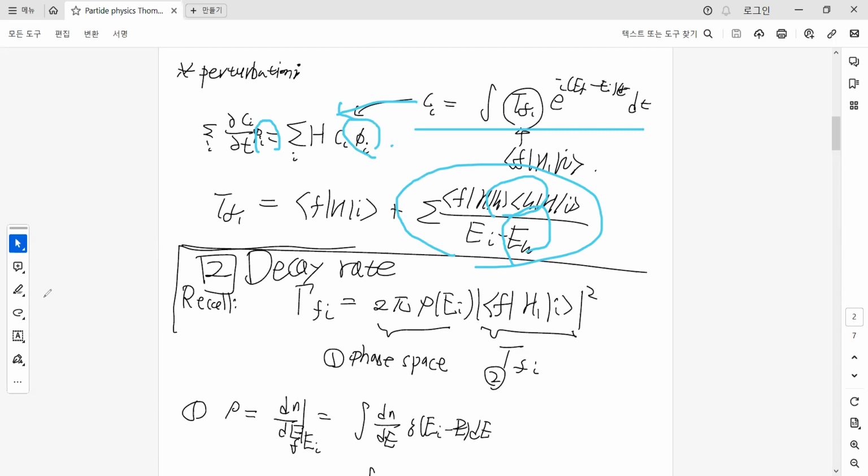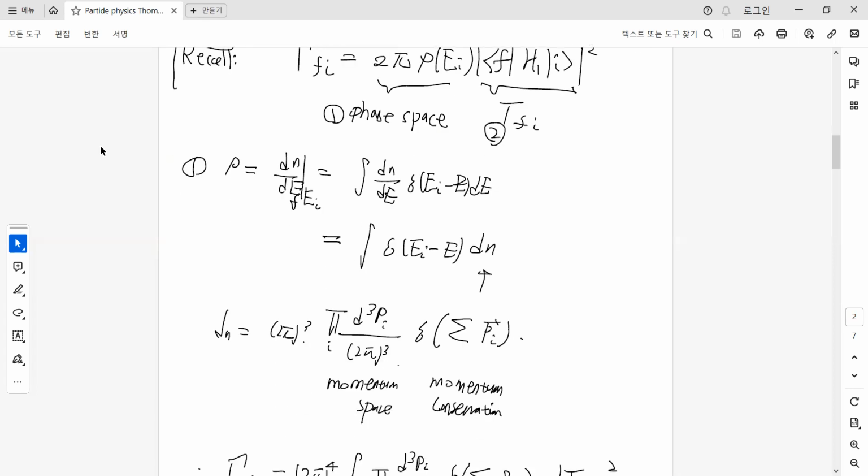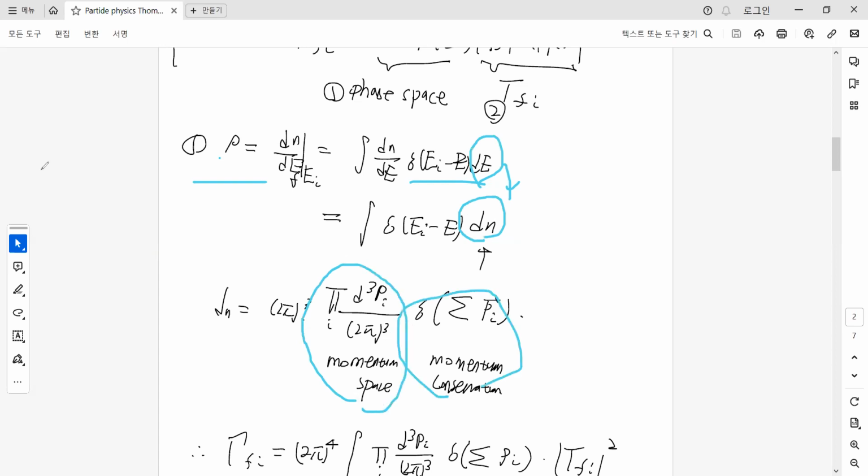In the decay rate case, the key parameters are given by the two-part phase space and the square of the transition amplitude. The first part, phase space, can be written with energy conservation, and then we can change the variable from the energy to the number density. And such a number density can be written in momentum space as the phase space part and the momentum conservation part. So the Fermi rule can be written with the momentum space phase part and the four-momentum conservation part.